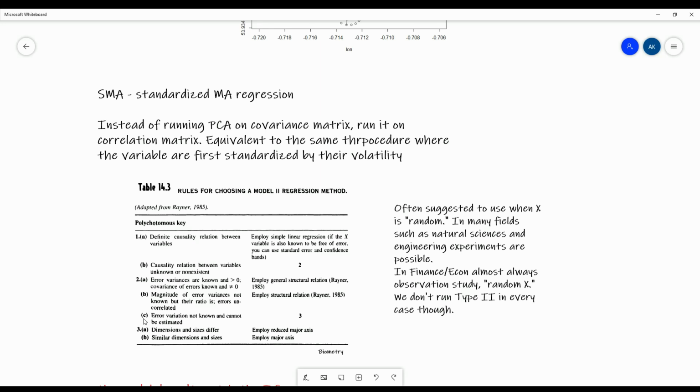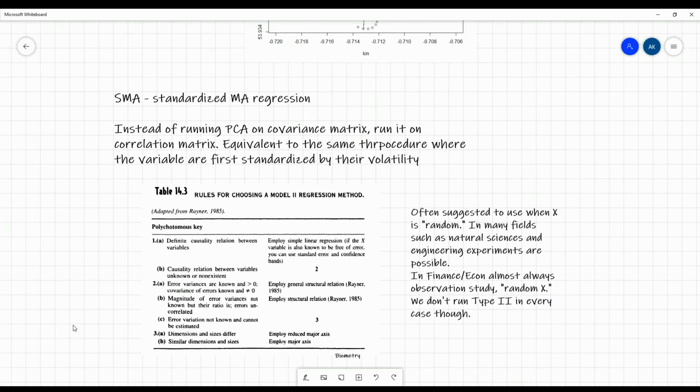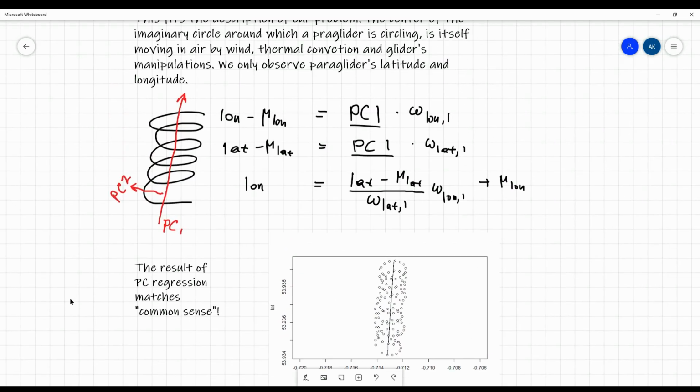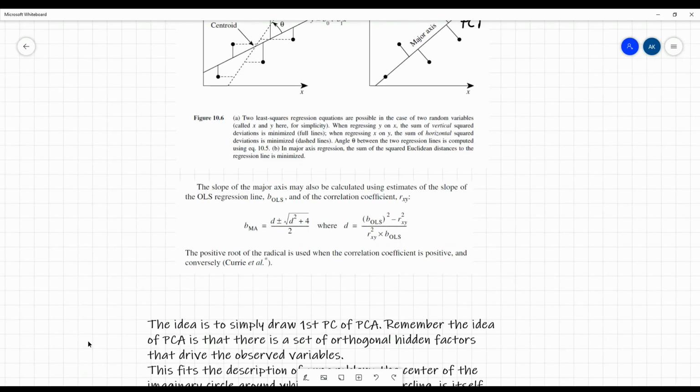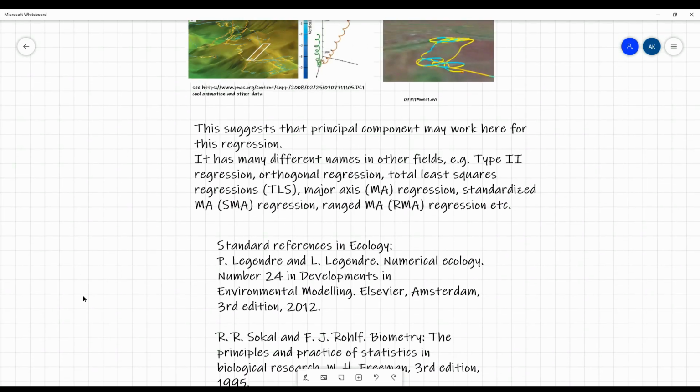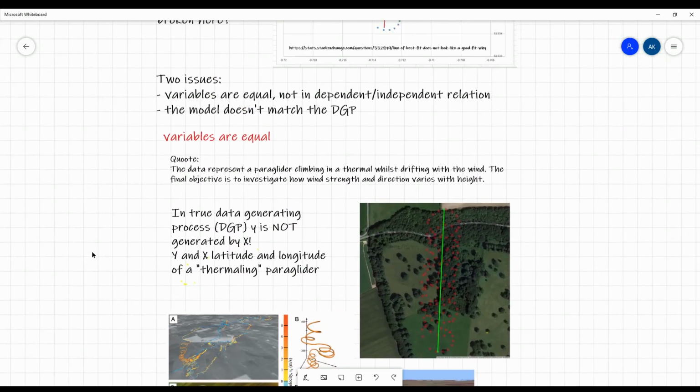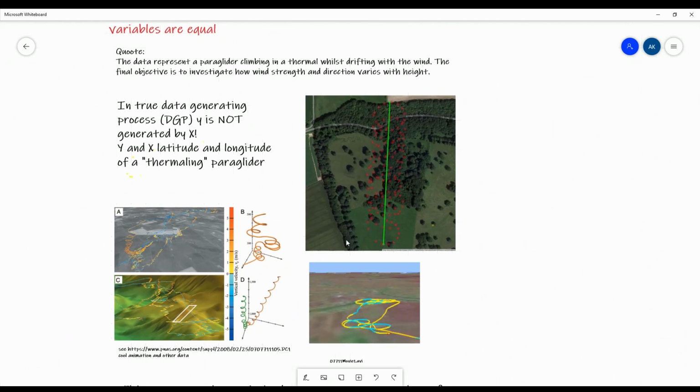To me, the main criterion for when to use orthogonal regression is precisely what I've said several times, that the variables should be on equal terms with each other. Like in this case, longitude and latitude: it's not like one of them is defining the other. They are defined by the complex movement of the paraglider in this particular problem. So that was part 2.